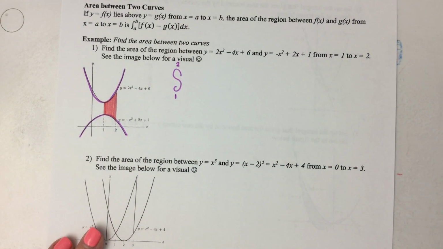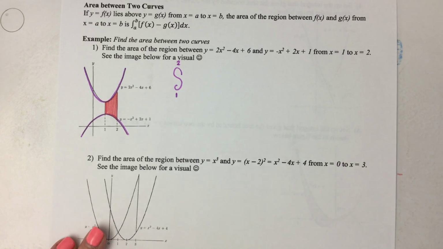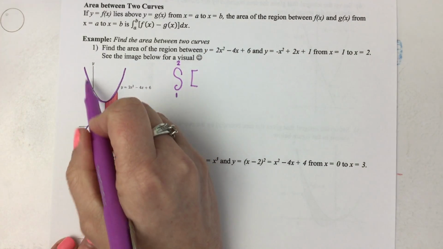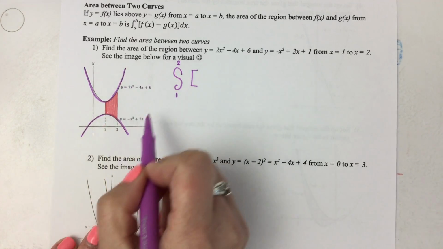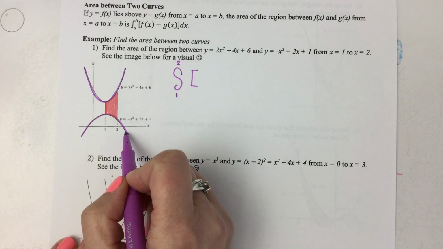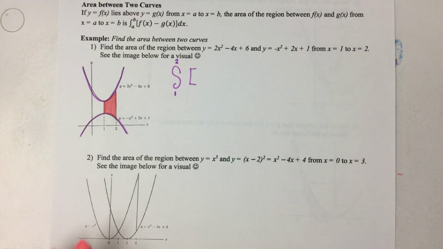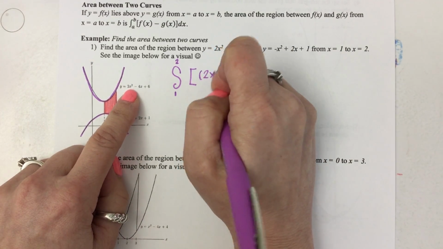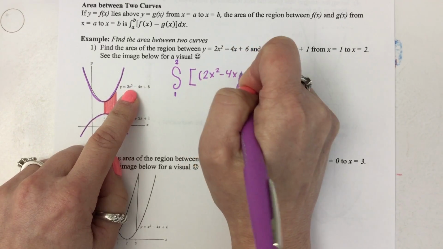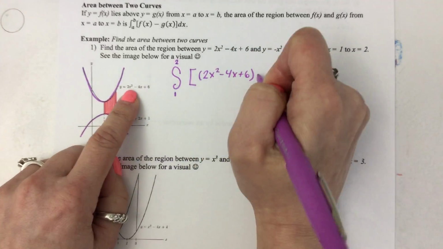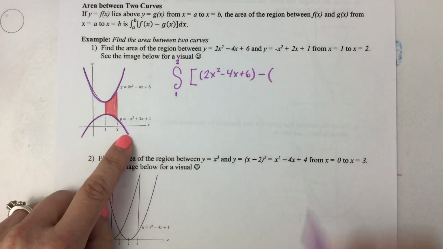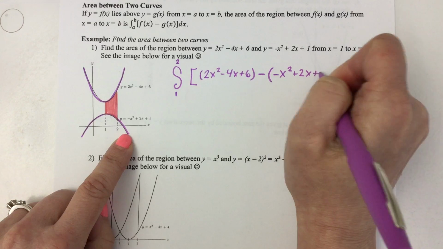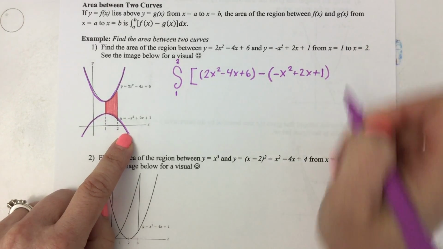Now what you have to do when you are finding the area between two curves is take whatever curve is on the top minus whatever curve is on the bottom. And that's what we will be taking the antiderivative of. So in this case, on the top is 2x squared minus 4x plus 6. We have to minus the curve that is on the bottom, negative x squared plus 2x plus 1.